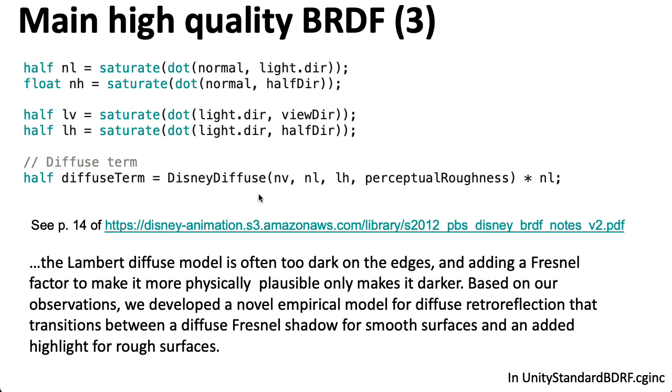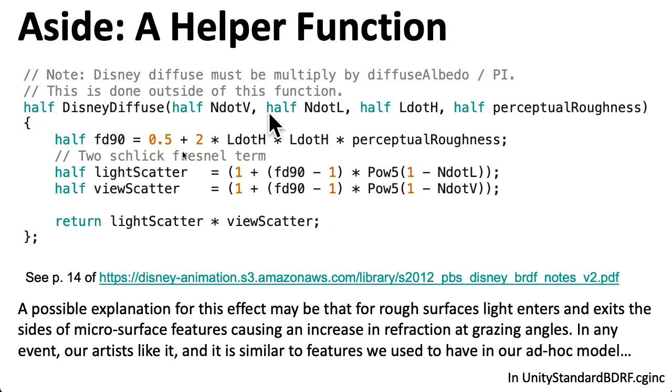And if we look at what this Disney diffuse function is, it has all of this stuff in here. There's l.h squared times the perceptual roughness times 2 plus a half. And it uses this in these two Fresnel style terms, but this is not the Fresnel effect per se. That's part of the Cook-Torrance model. It's just using the same mathematical form. So it computes these things, multiplies them together.